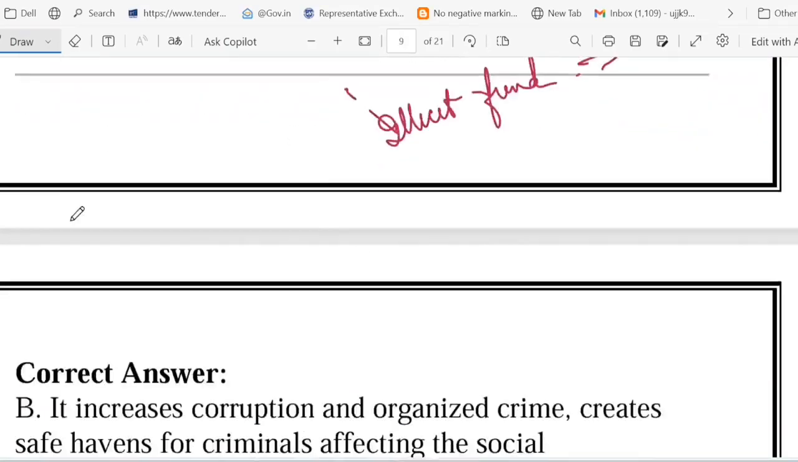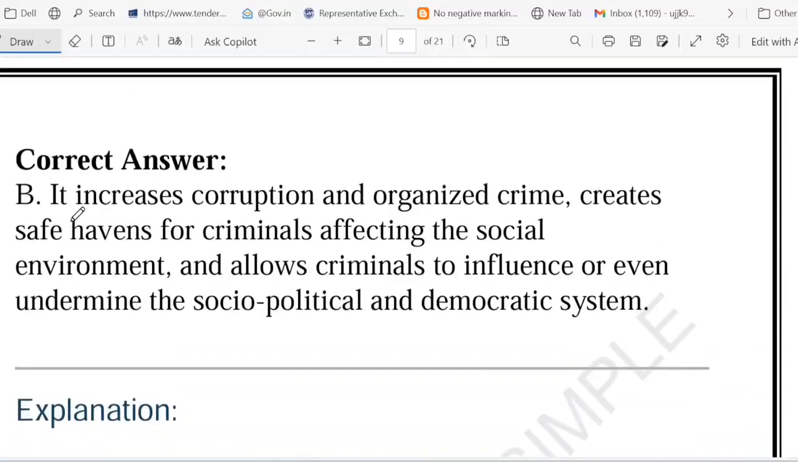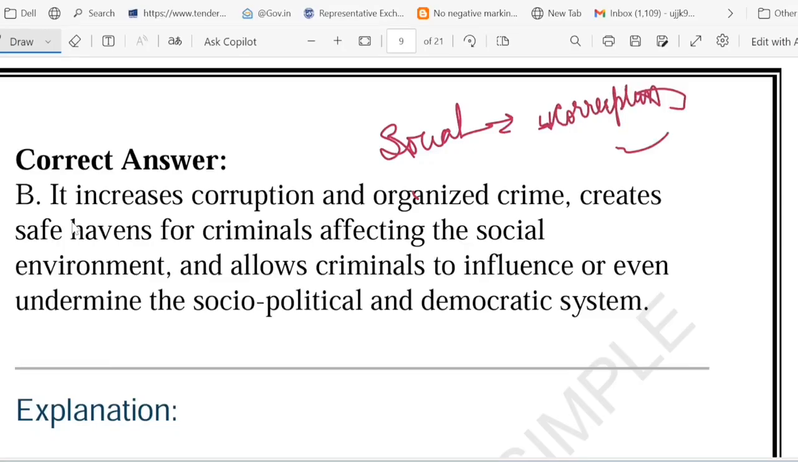So let's quickly summarize the key points. It has both a social effect as well as a political effect. How is the social effect? The social effect is more corruption and more organized crime. First of all, corruption is a kind of social effect. Second example I can give you is organized crime. Organized crime also happens, and it is a safe haven for criminals.